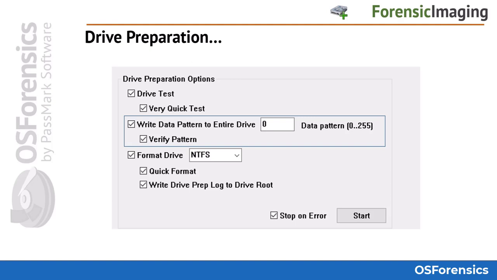Once the write process is complete, selecting the Verify Pattern option will verify the operation was successful by reading back all data from the disk and checking each byte value is the specified byte value. As this function acts on the entirety of a drive, it may take some time depending on the size of the drive.